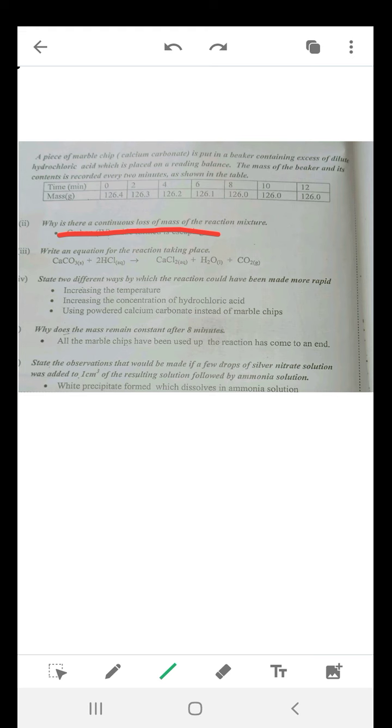Then hydrogen is 1 on the reactant side, then on the product side is 2. Chlorine is 1 on the reactant side, then chlorine is 2 on the product side. So you have to balance by adding a 2. We're adding a 2 here on the hydrochloric acid. Then another question.